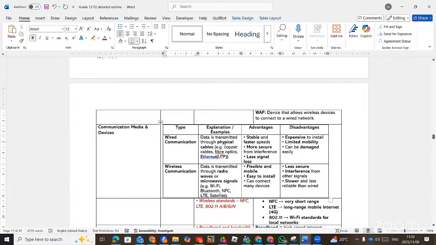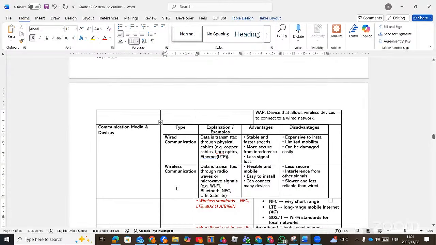Like we said, the data is transmitted through physical cables, like copper wires, UTP, fiber cables. And then the advantages of the wired ones are they are stable and they give faster speed. They are more secured from interferences and have less signal loss, the cabled network. But the disadvantage is that the cabled ones are expensive to install and have limited mobility. You cannot move around like ADSL or fiber optic. You can't move it from your house to your school, and the cables can be damaged easily.